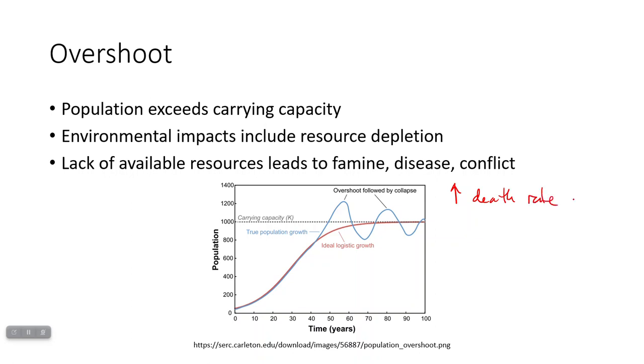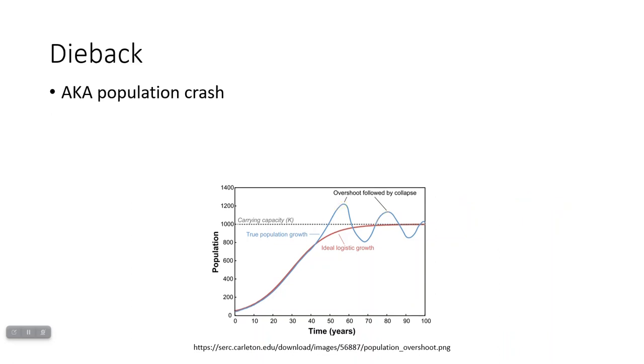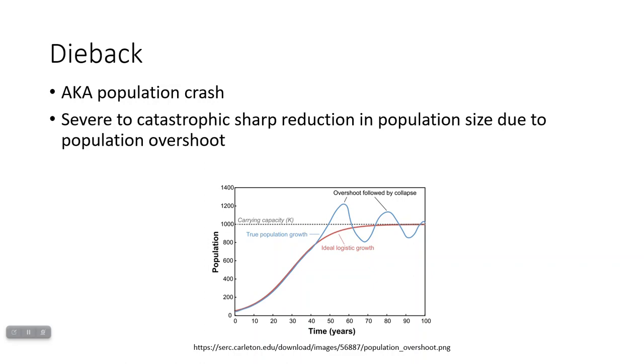So instead of the birth rate and the death rate being equal, now your death rate is higher, and that causes an overshoot. After an overshoot, which by the way here is highlighted in yellow on this graph, you will have a dieback, sometimes called a population crash. And what happens is you have this sharp reduction in population size. This can be anywhere from severe, meaning a large part of the population dies off, to catastrophic, where it can reduce a species to either extinction or near extinction in an area.